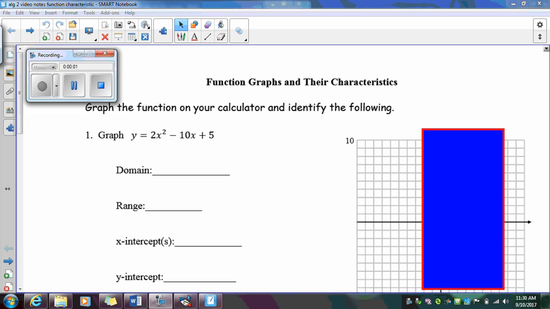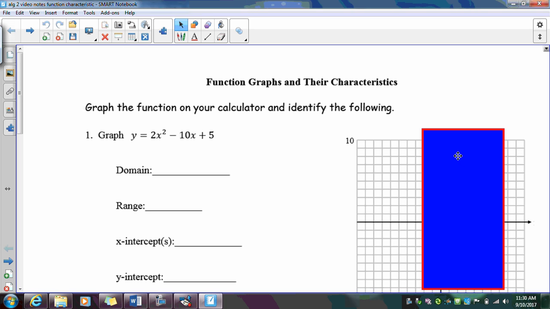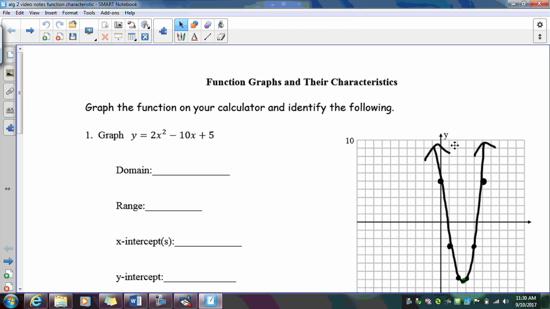We're going to look at function graphs and their characteristics. What I want you to do is, number one, graph that parabola on the graph paper. Pause the video, use your calculator, and then once you are all set, hit play. So your graph should look something like this. Then we're going to find the different features.